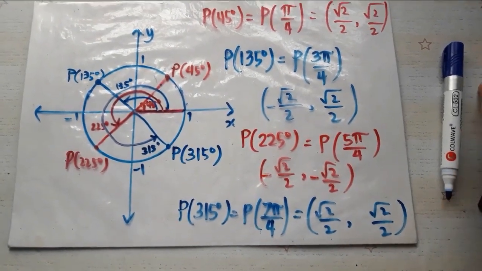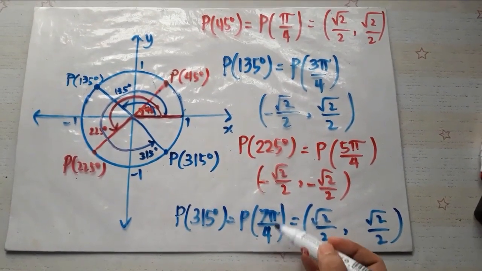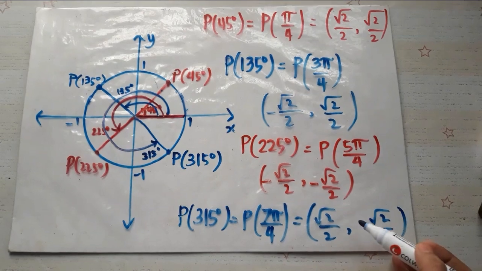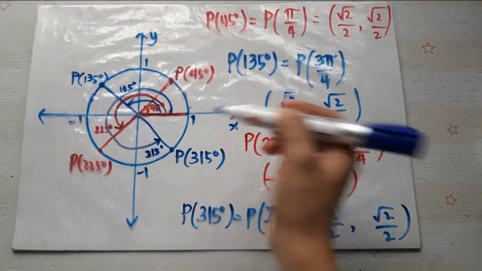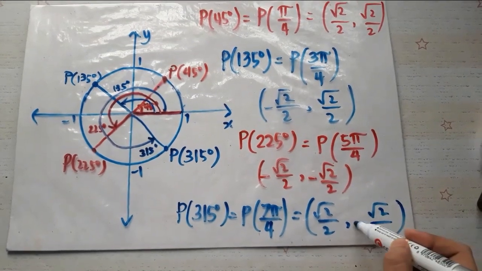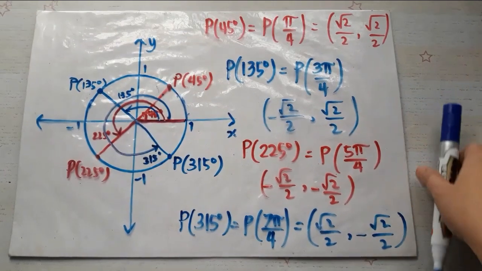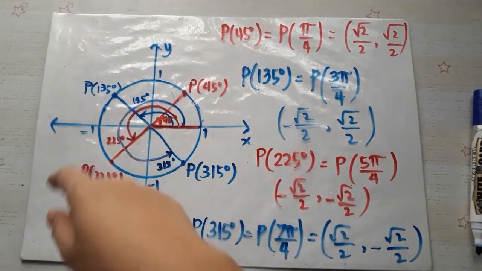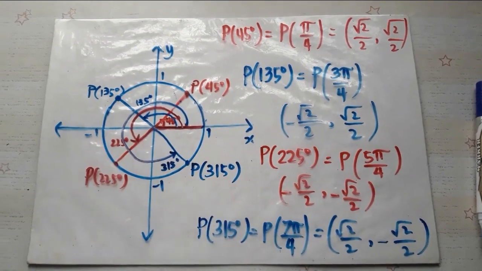Right? And lastly, we have P of 315 degrees, P of 7 pi over 4, which is equal to square root of 2 over 2. It's in the fourth quadrant here. And negative square root of 2 over 2. So notice that they all differ in signs because they also differ in the location, from quadrant 1, quadrant 2, quadrant 3, and quadrant 4.